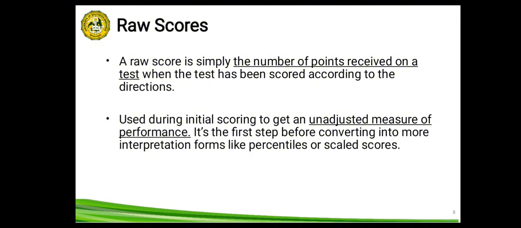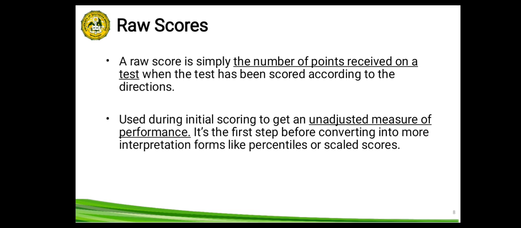It is simply the number of points received on a test when the student has been scored according to the direction. So the raw score is the original or unaltered score obtained by a student or a test taker on an assessment. It represents the number of correct answers or points earned without any transformation or statistical manipulation. The raw score is used during the initial scoring to get a measure of performance. It's the first step before converting into more interpretable forms like percentiles or scaled scores.